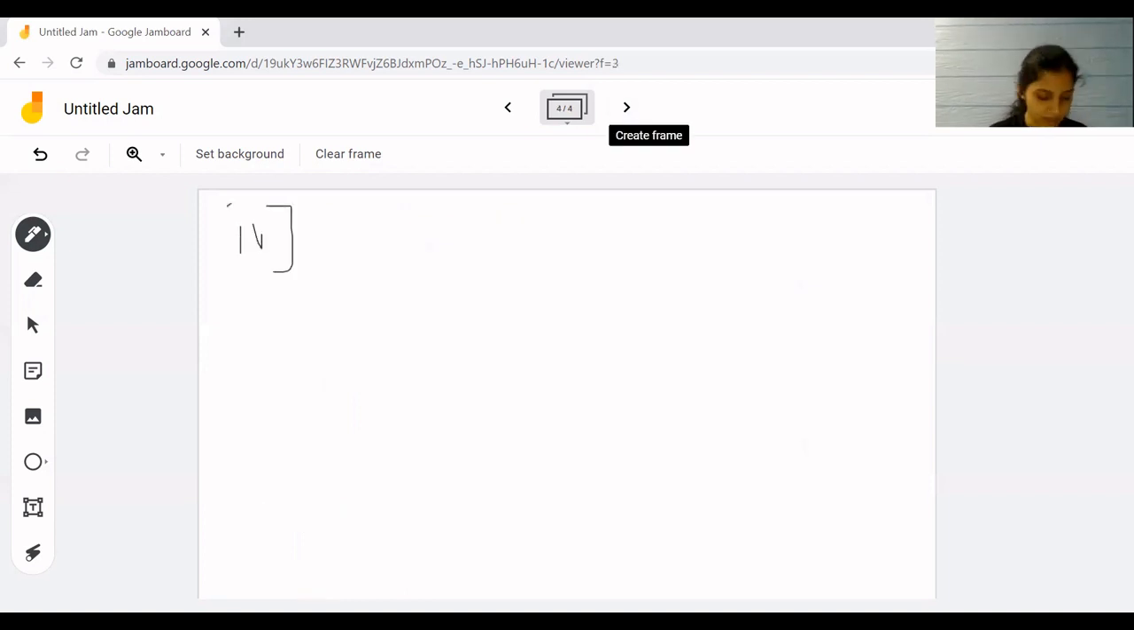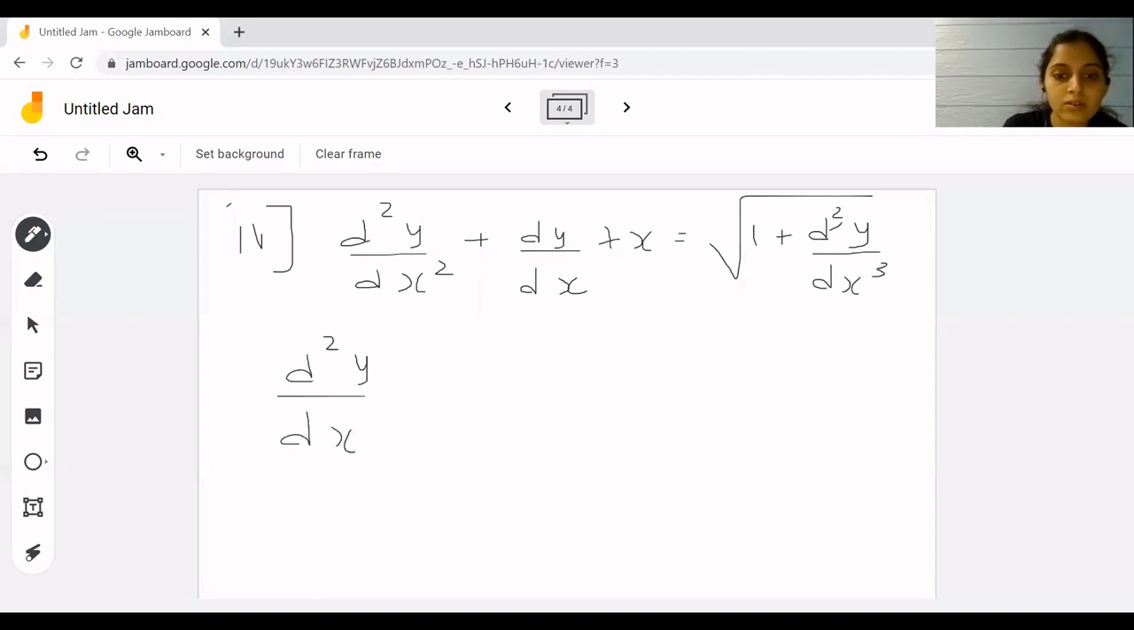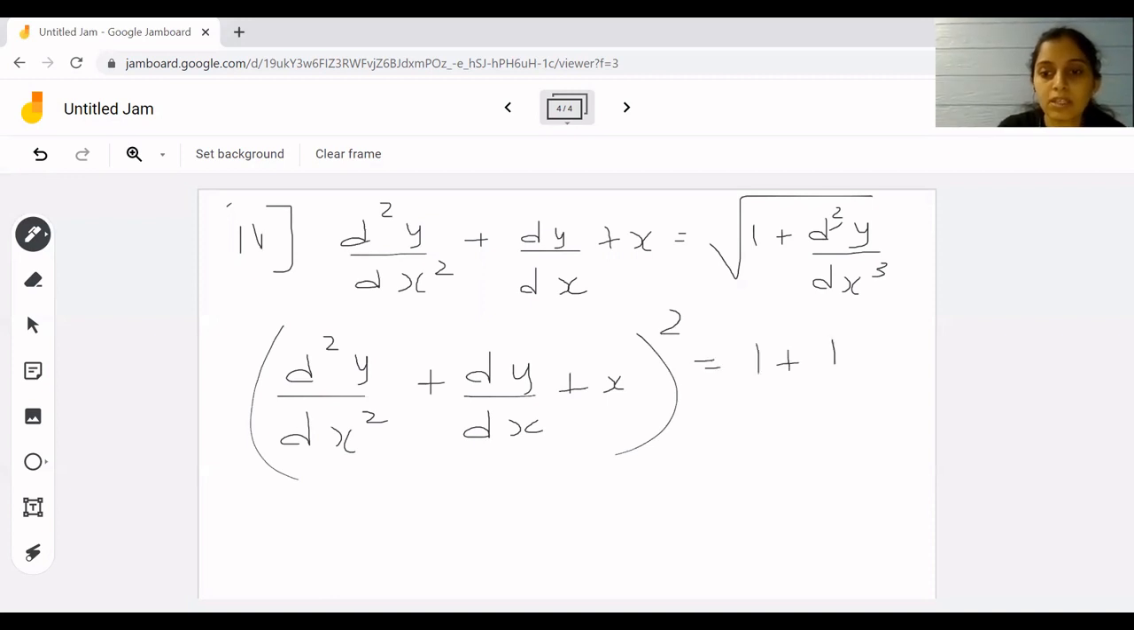This is simple, order and degree. d2y by dx square plus dy by dx plus x is equal to under root of 1 plus d3y by dx cube. Okay. So we'll take the question and square it on both sides since there is a root sign on the right side. So this will be d2y by dx square the whole square. That is the entire thing we have to square. So we'll just write a square here. Okay, equal to 1 plus d3y by dx cube.